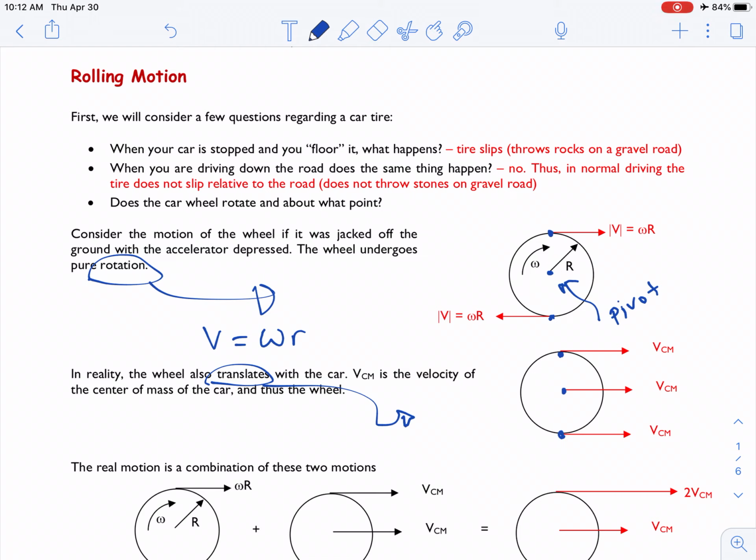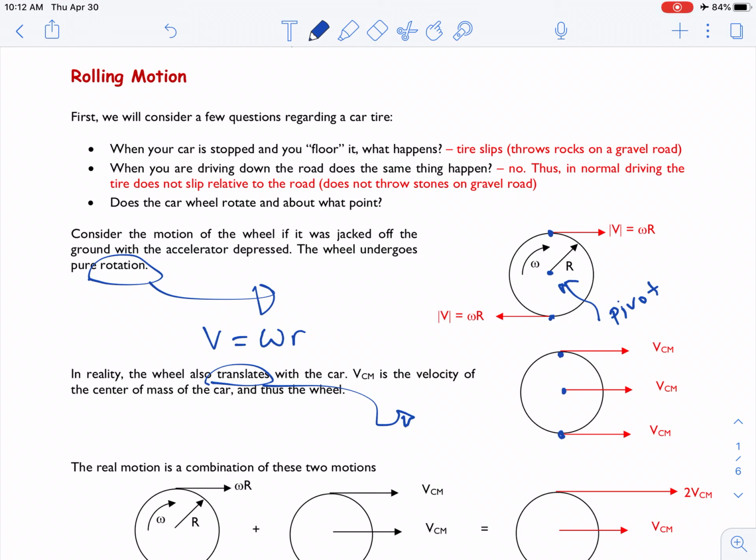So whatever the car's speed or velocity is, every point on the wheel will pick up the same speed, right? So that's why, as you can see, they have the same magnitude, same velocity. Again, these are also linear velocities.